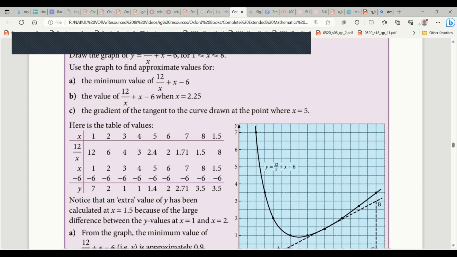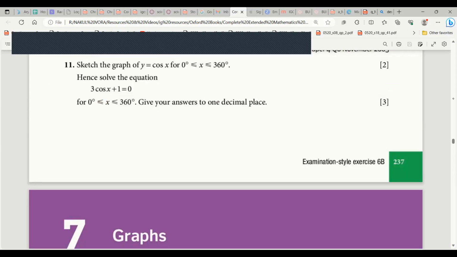Now use the graph to find approximately the values for minimum. Oops, what is this? Hold on. I think I clicked my mouse. Hold on.